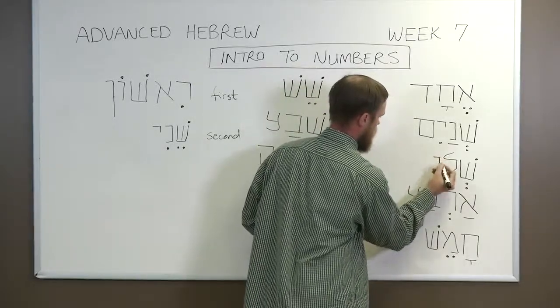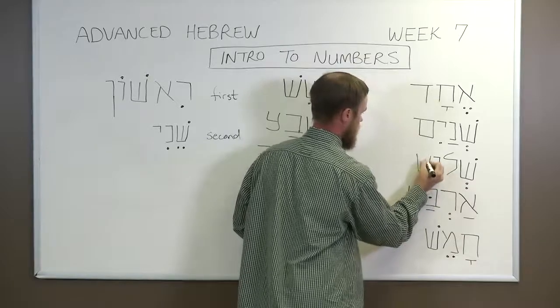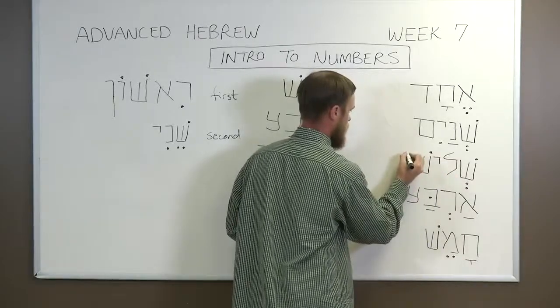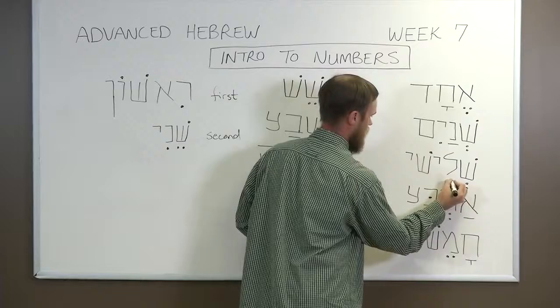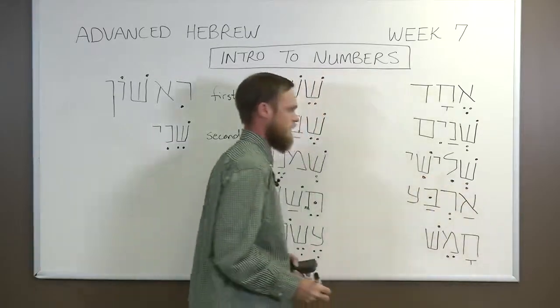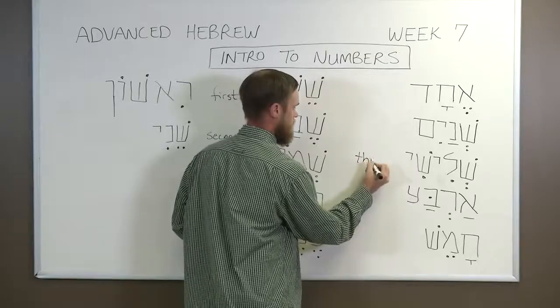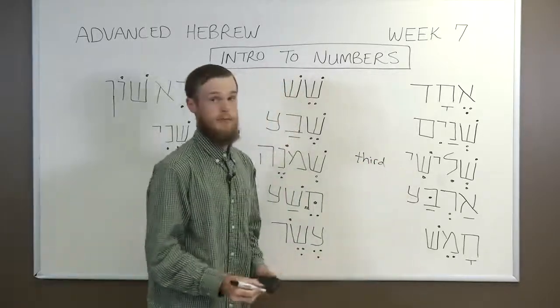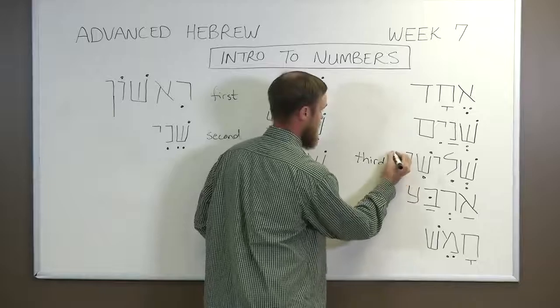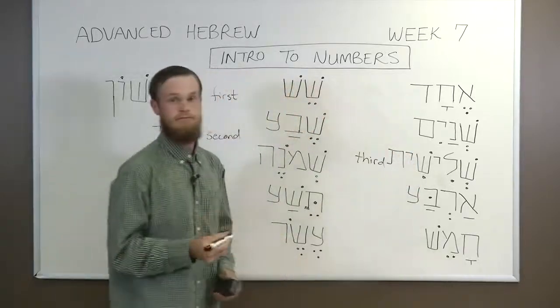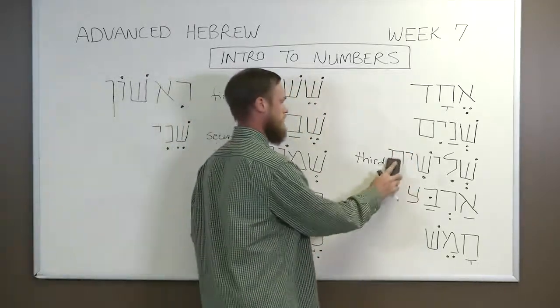So stick a yod here, take what was your last letter of your cardinal number here, and put another yod here. Chirik, and you've got shlishi, which means third. All right, to make it feminine again, add your tav to the end, shlishit. So that's feminine. Shlishi is masculine.